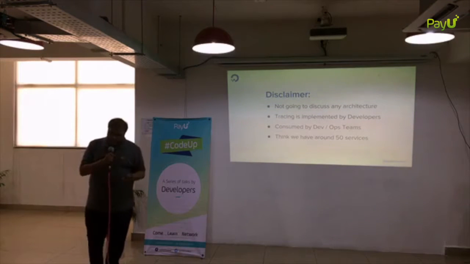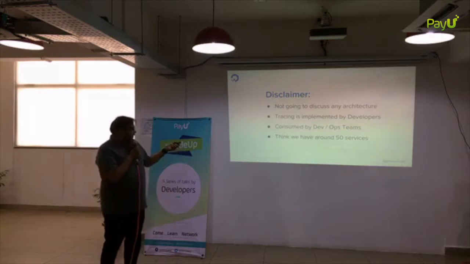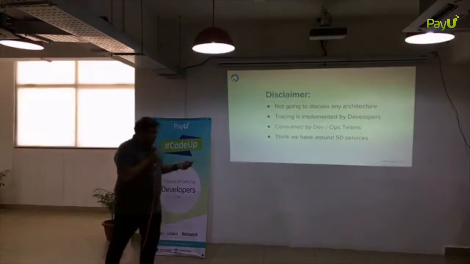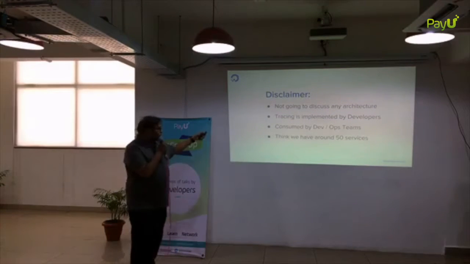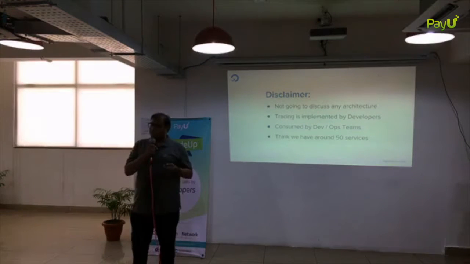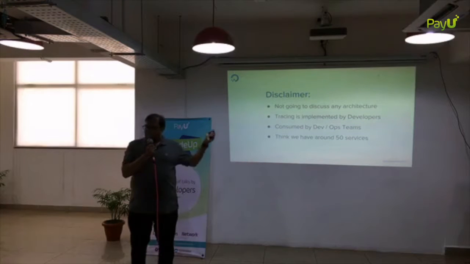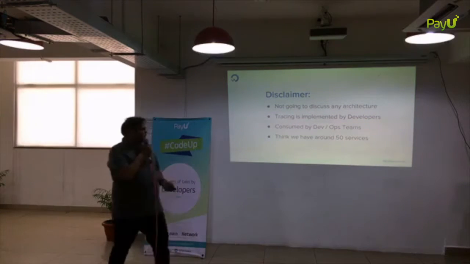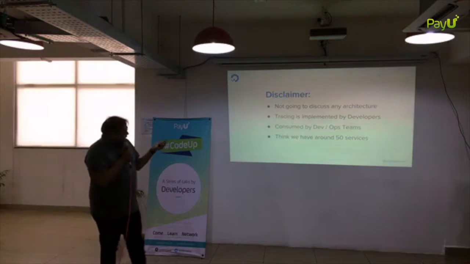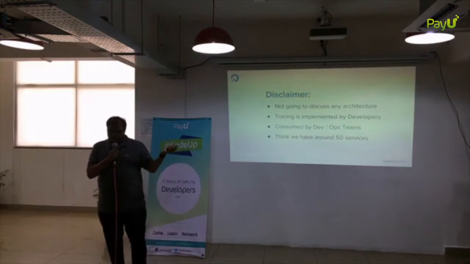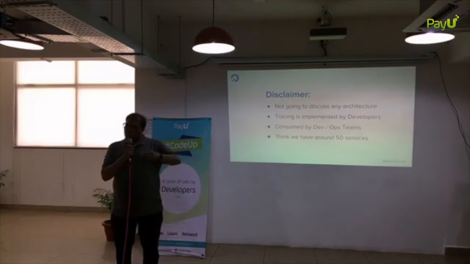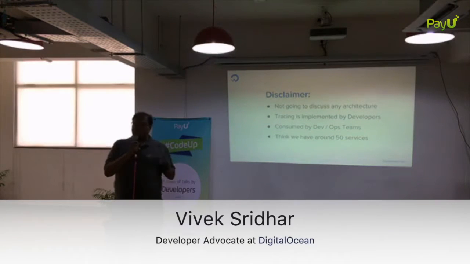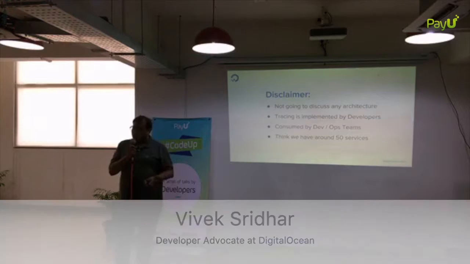So in today's discussion, what I will not be discussing is the architecture. Obviously I'm talking about open tracing, I'm talking about Jaeger, but I'm not going to talk about Jaeger architecture and other stuff because it's obviously available online. I'll give you links. You can go back and read. Tracing is actually implemented by developers, so it has both dev and ops components, but it's basically developed by developers and consumed by ops and developers both.